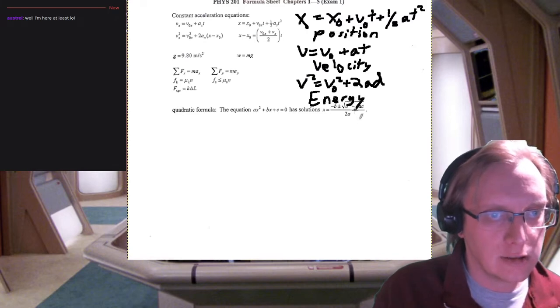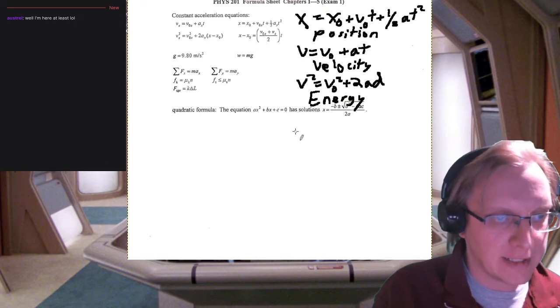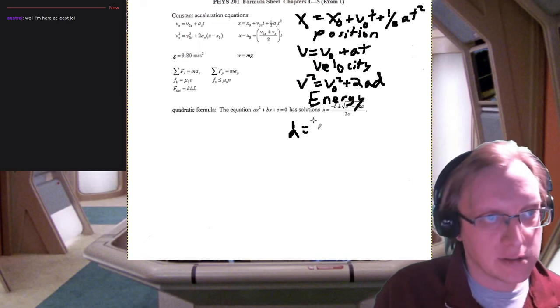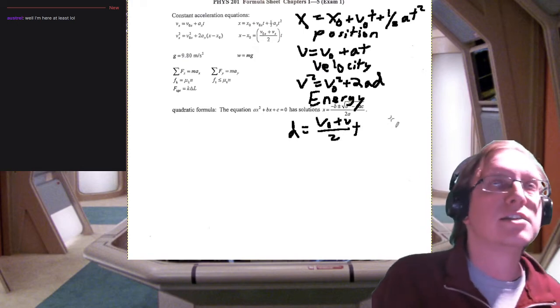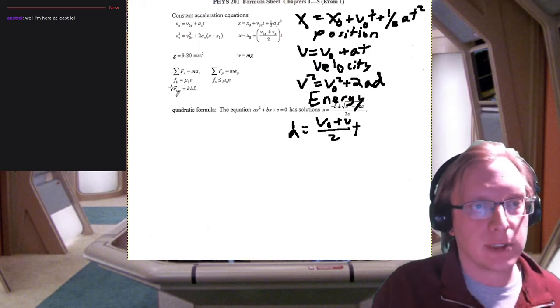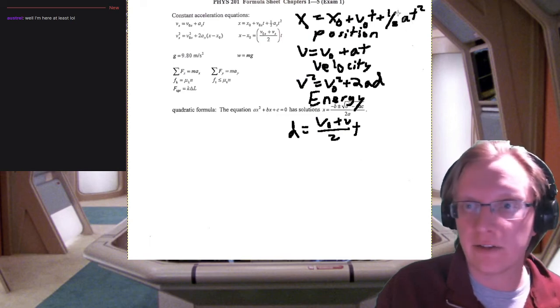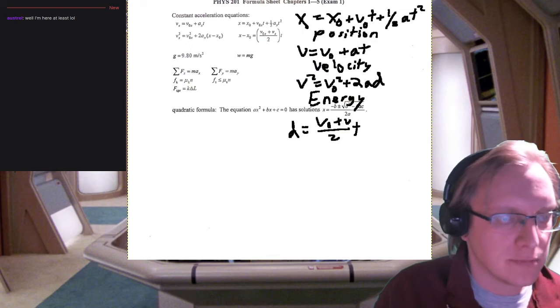Energy formula there. And then there's one more that they like to give, but I hardly ever use myself. d is equal to v naught plus v over 2, times t. This is basically the position formula, except instead of having an acceleration, we take the average velocity. More or less the same thing there.